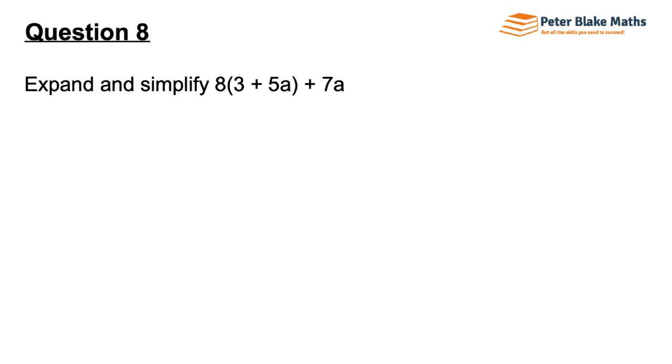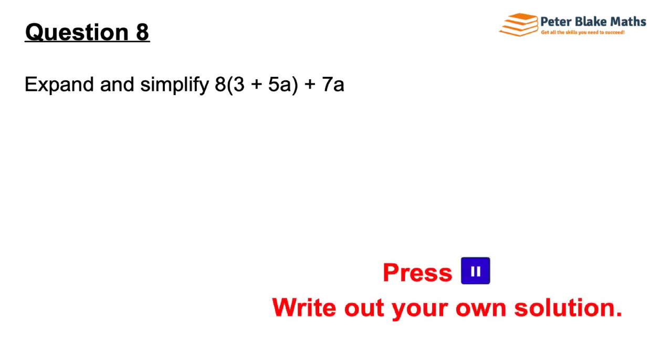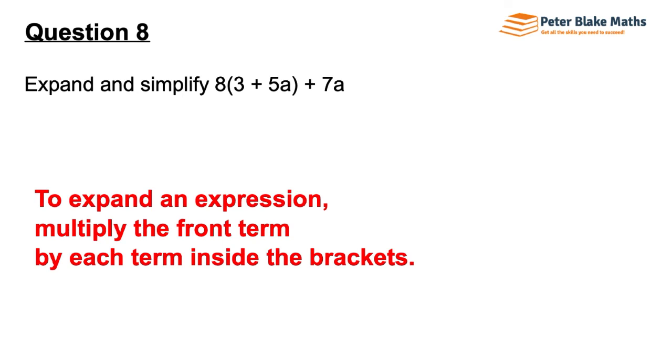Question 8. Expand and simplify 8 outside of 3 plus 5a, plus 7a. To expand an expression, multiply the front term by each of the terms inside the brackets. So we want to multiply the 8 by the 3, get an answer, 8 by the 5a, get a separate answer, keep them apart. And that will expand our brackets.